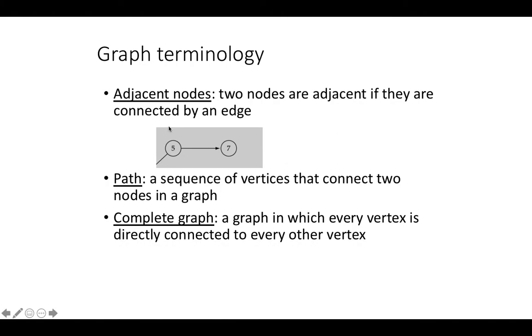Adjacent nodes in the graph are 2 nodes that we call adjacent if they are connected with an edge. And a path is a sequence of vertices that connect 2 nodes together. The complete graph is just a graph where each node is connected to each other node.